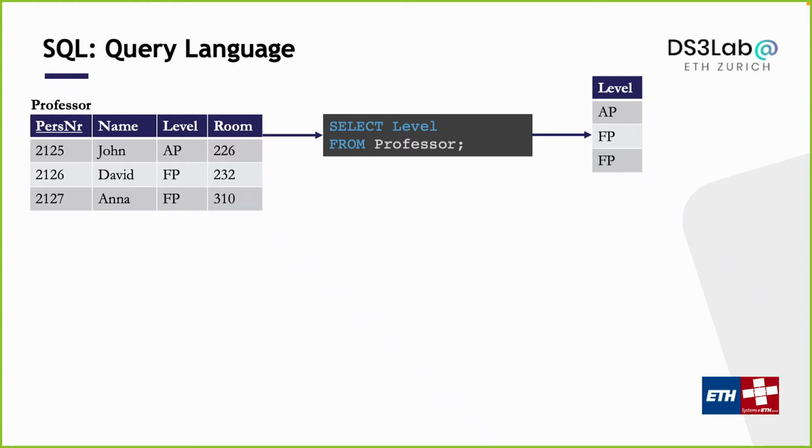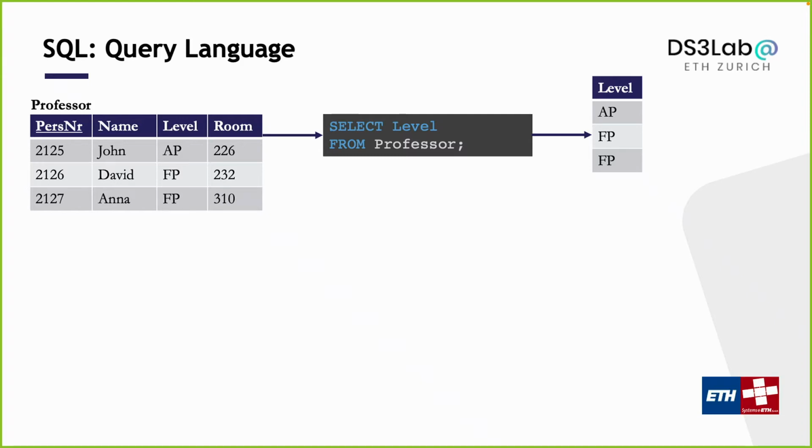There could be duplicates. You could have 2 tuples with the same value. So in this case, on the left-hand side, you have 2 professors with level FP and 1 professor with level AP. On the right-hand side, you are going to have duplicate tuples, 2 tuples with the same value FP. That's why you have essentially 3 tuples on the right-hand side. Make sense?